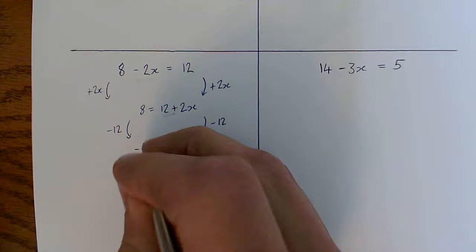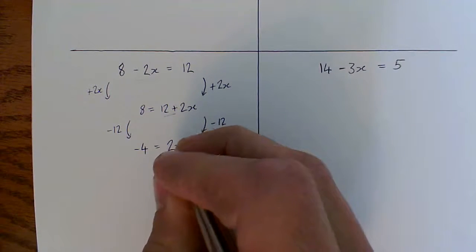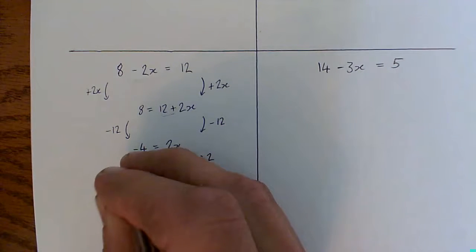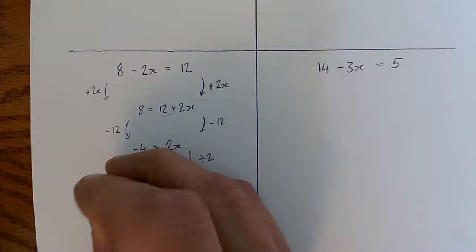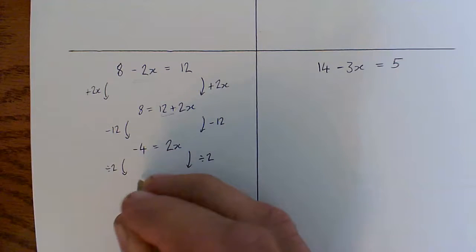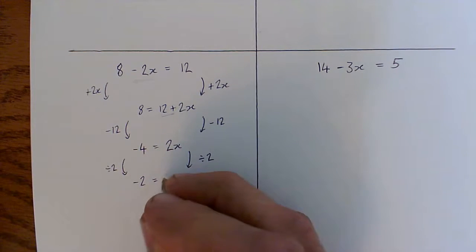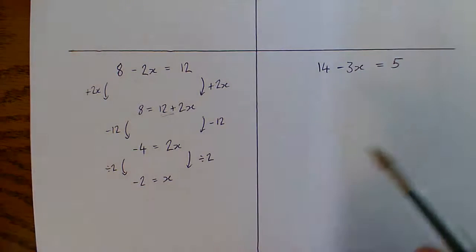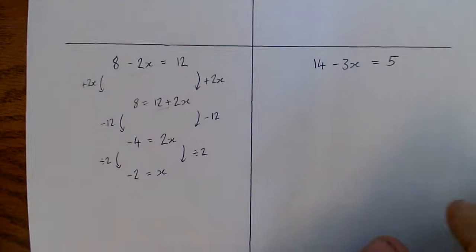So that gives me minus 4 equals 2x. And the last step is to divide by 2. If I do that, minus 4 divided by 2 is minus 2, and x. Okay, so have a go at the your turn there, and then I'll run through the answer in just a few seconds on the video.